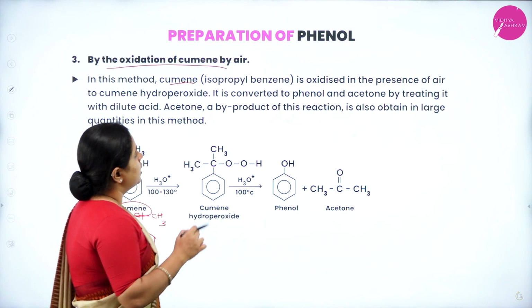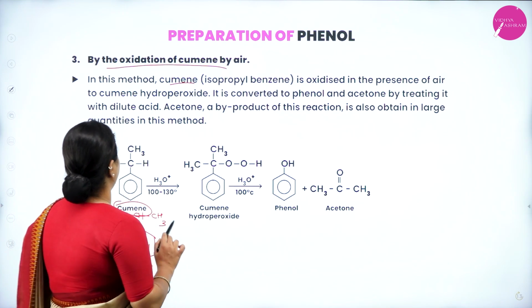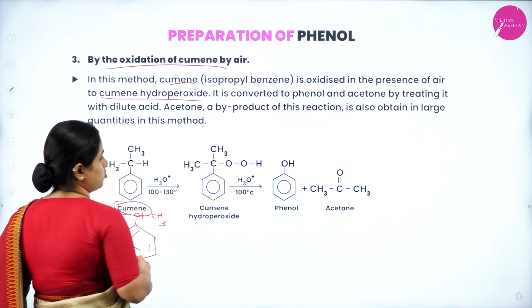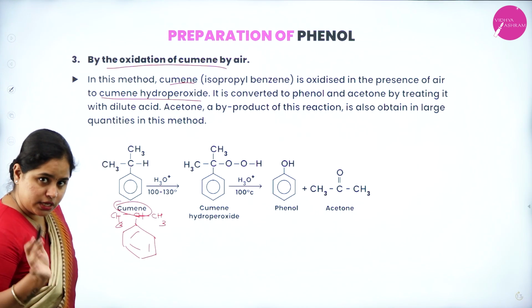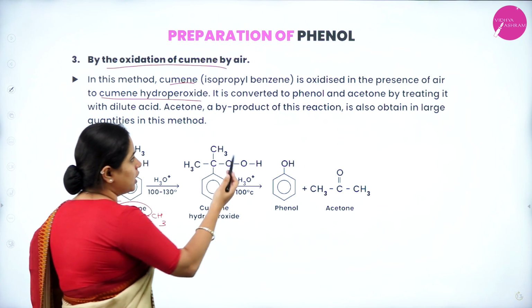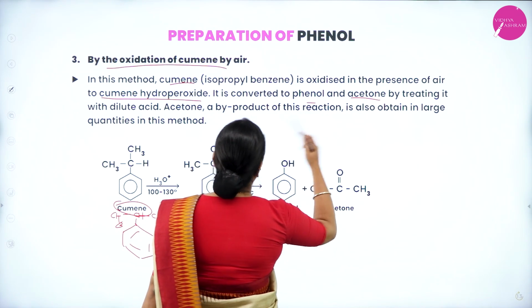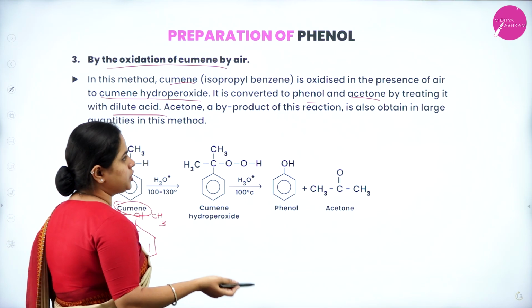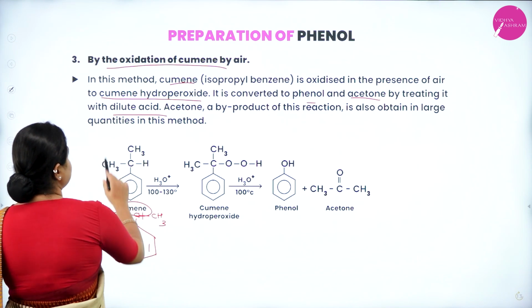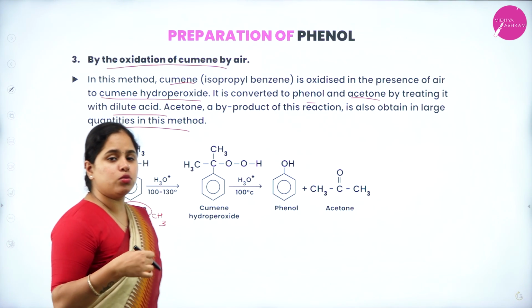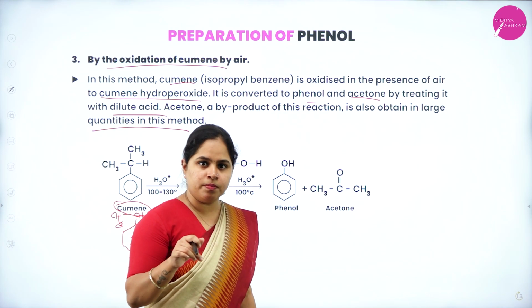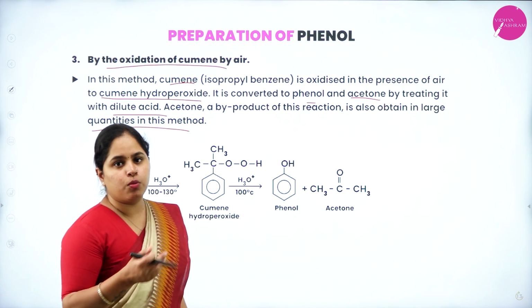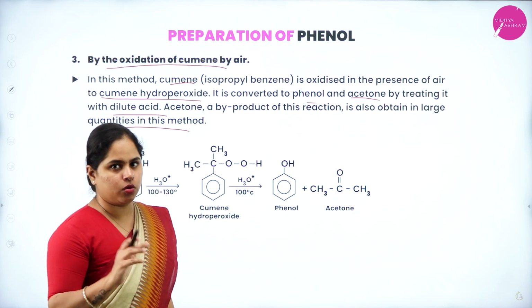It is oxidized in the presence of air to cumene hydroperoxide. Cumene hydroperoxide is formed first. Now that is converted to phenol and acetone by treating it with a dilute acid. Acetone, a byproduct of this reaction, is also obtained in large quantities in this method. So this method can be used for the preparation of acetone as well as phenol, and both are produced in higher quantities.